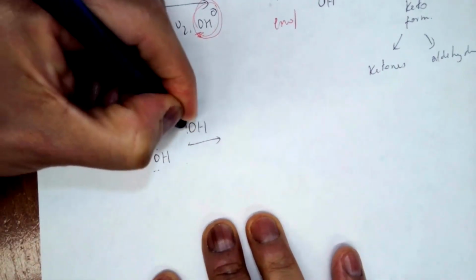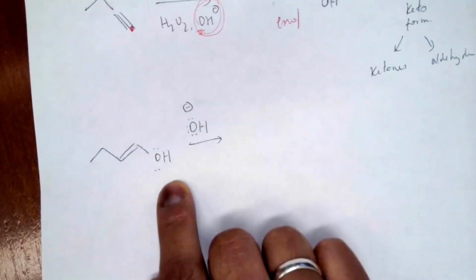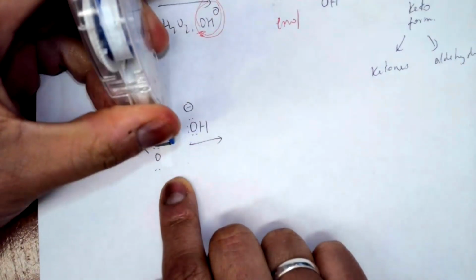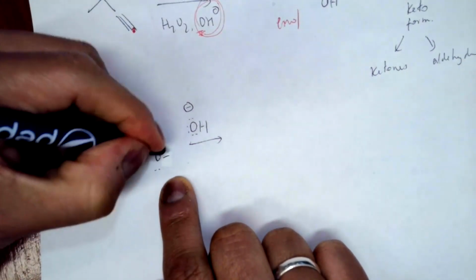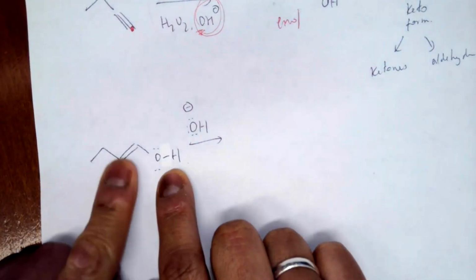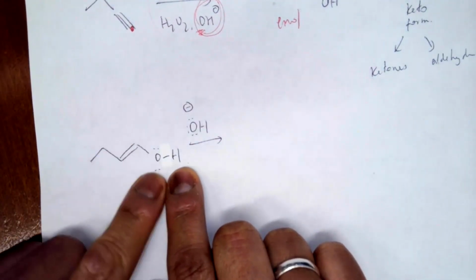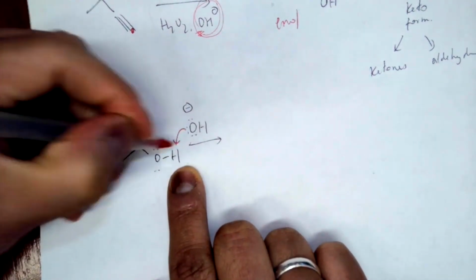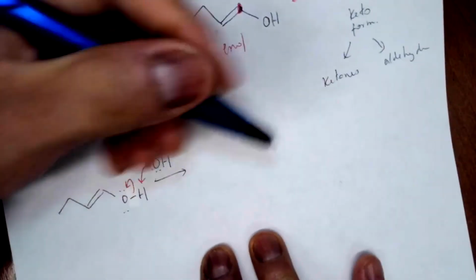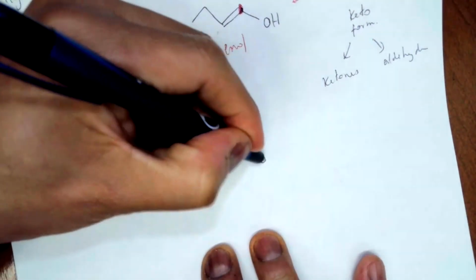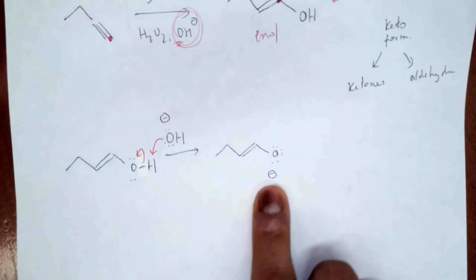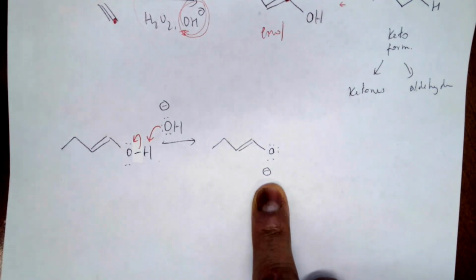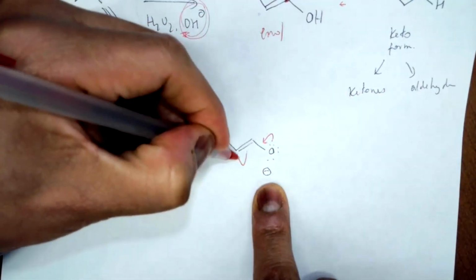How? OH minus. This OH, I shouldn't have written it differently. Just give me a second. That OH is acidic because remember, it's an alcohol with resonance. An alcohol with resonance definitely will be more acidic. So the hydroxide will deprotonate the oxygen, creating what we call an enolate. What happens now? It also undergoes resonance.